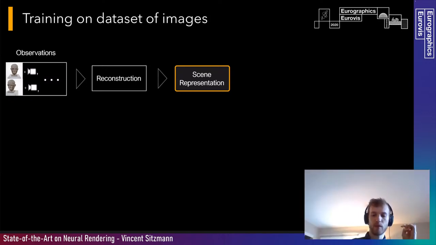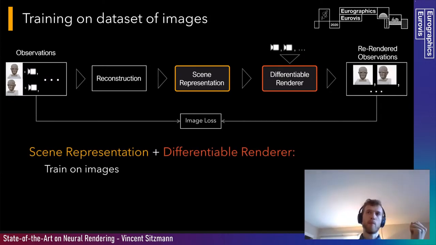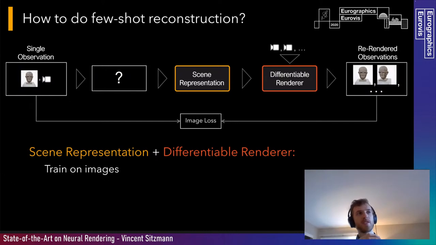Now, because we want to do novel view synthesis, we will require some form of rendering algorithm. And because we're in machine learning, it has to be a differentiable rendering algorithm. That takes as input the scene representation and a camera perspective, and allows us to render the scene from that camera perspective. Finally, this allows us to close the loop and train the algorithm end to end by rendering the same observations that we have in the training data set and enforcing a 2D re-rendering loss on these observations.